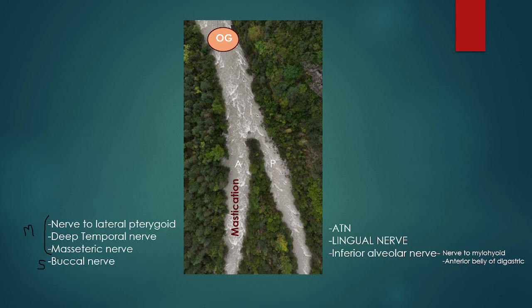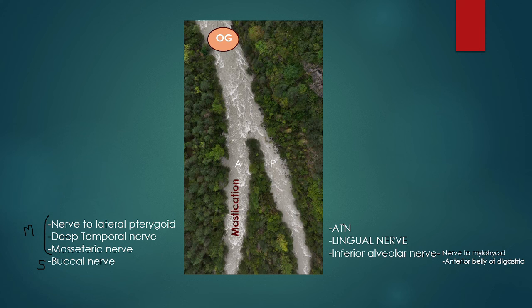That's it. Now what about the posterior branch? Now this posterior branch further gives the auriculotemporal nerve, lingual nerve and the inferior alveolar nerve, which further gives the nerve to mylohyoid and the anterior belly of digastric nerve. Now remember one thing, that the anterior branch over here is mainly motor, while the posterior branch over here is mainly sensory. So the auriculotemporal nerve, lingual nerve as well as the inferior alveolar nerve, these are mainly sensory nerves.